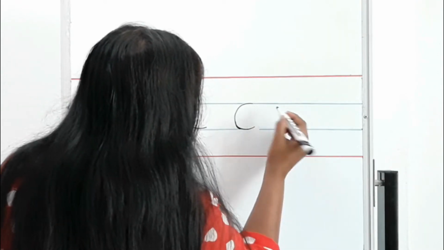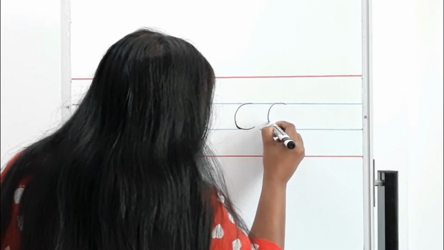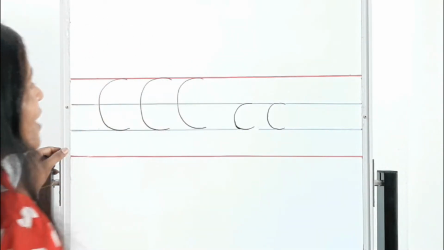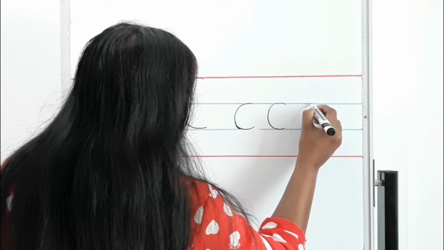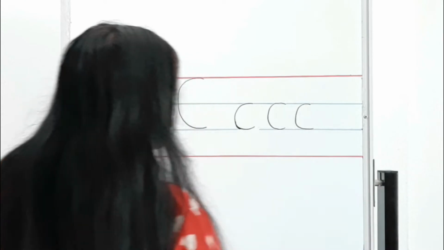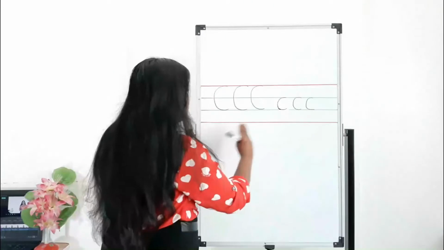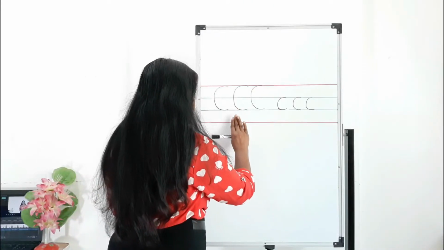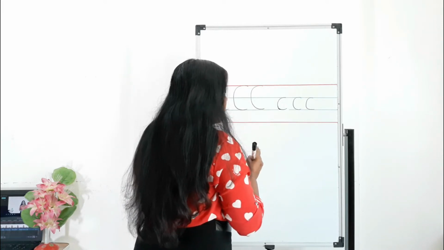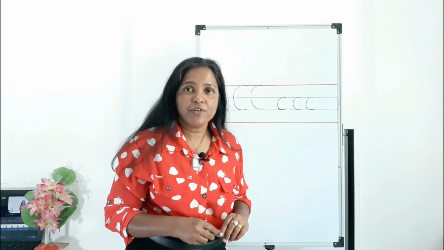One more time. Start from the first tummy line. It goes to the second tummy line. Around and stop. Are you ready to practice with me? Yes. One more time. Do they look the same? Yes. Even though they look similar, one is big and one is small, but they make the same sound. What is the sound of letter C? K. What is the sound of letter C? K.